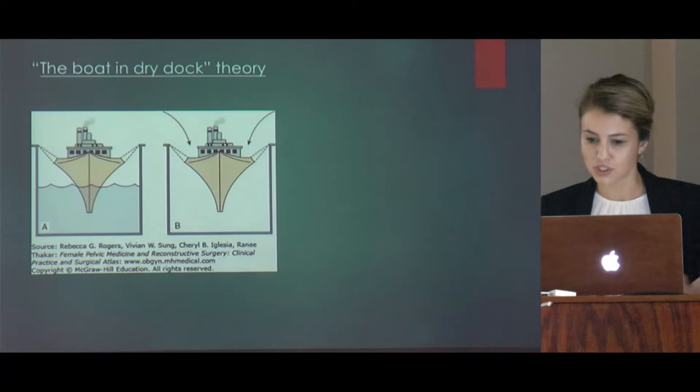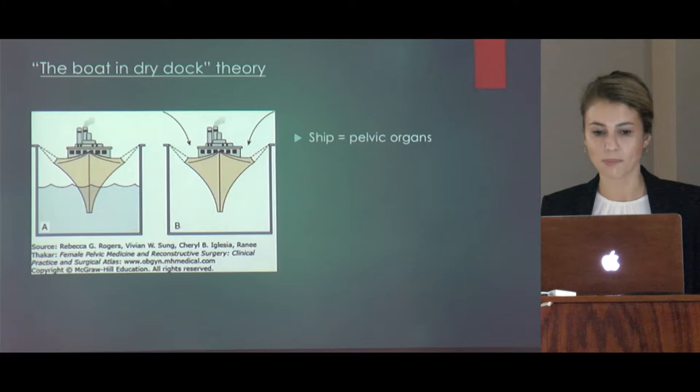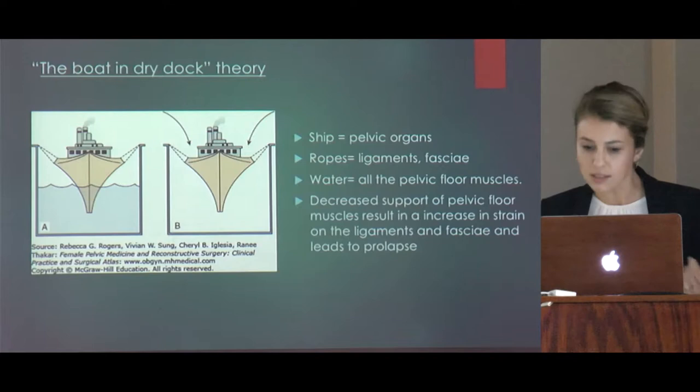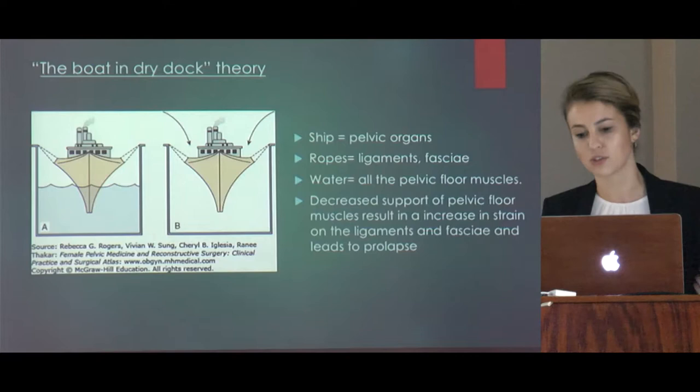An interesting analogy that's used to describe the mechanism of prolapse is the boat in a dry dock theory, where the ship is the pelvic organs, the ropes are the ligaments and fascia, and the water is the pelvic floor muscles. If the water is reduced, meaning the pelvic floor muscles become weakened, the boat obviously hangs on the rope or ropes, and eventually they will stretch out and break, resulting in the boat or then the organs falling down or prolapsing. And falling will obviously happen quicker if you jump on the boat, which for instance could be an increase in intra-abdominal pressure.